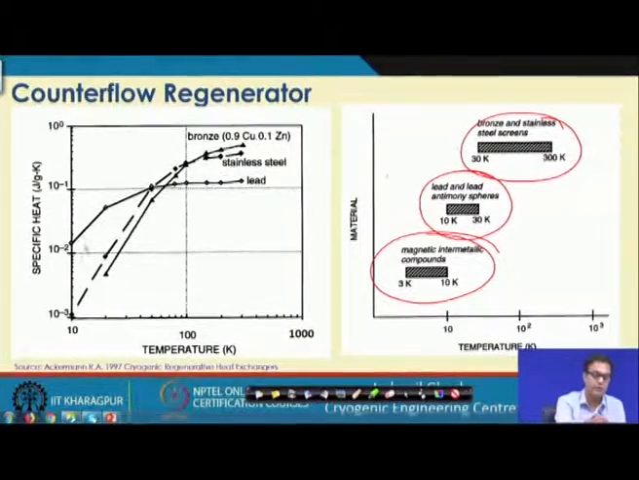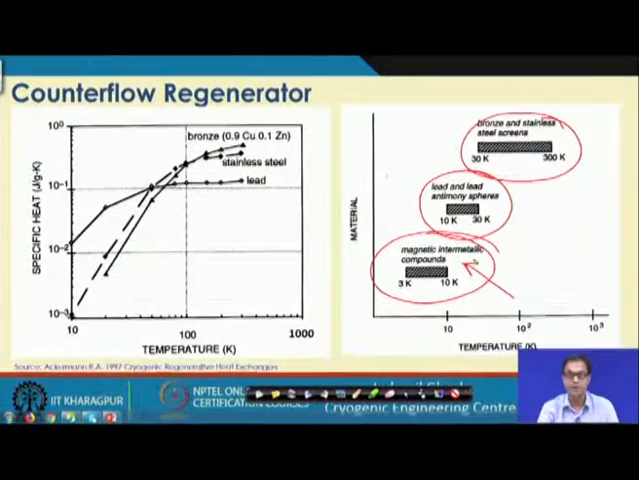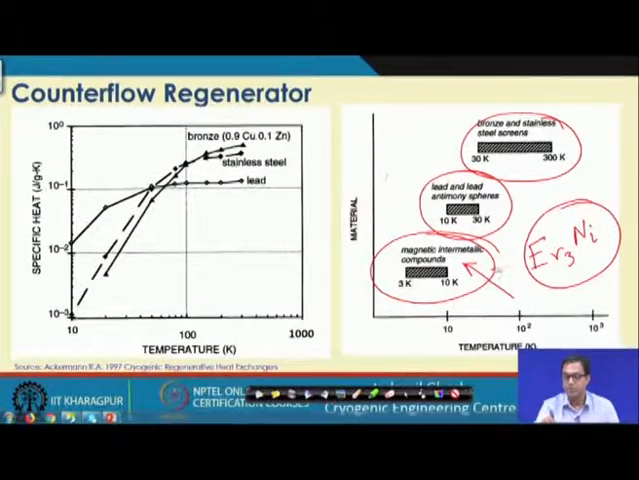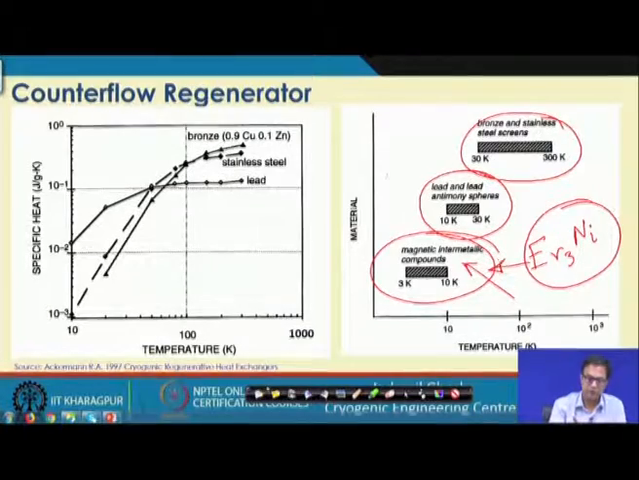All this lead or so-called ordinary materials are not appropriate, and in that range we look for special properties of magnetic materials like erbium, nickel, Er3Ni. These are the kinds of materials which are suitable for a very low temperature regenerator. So, this is what we have.